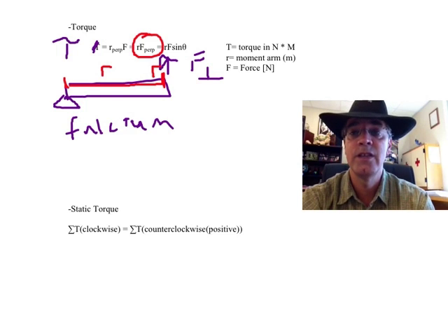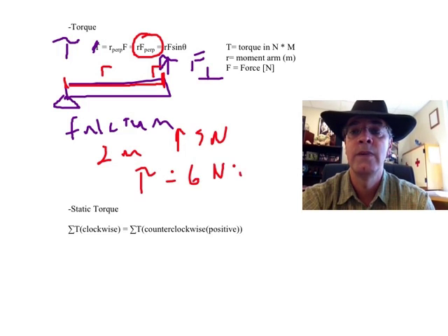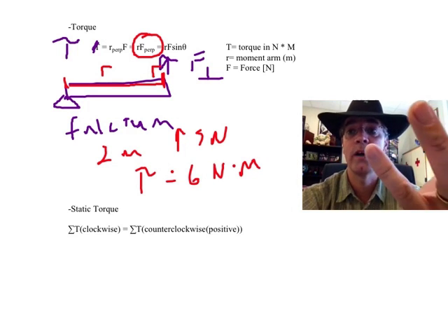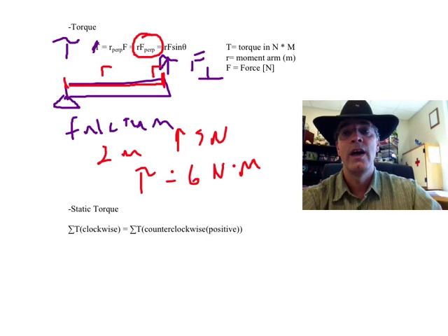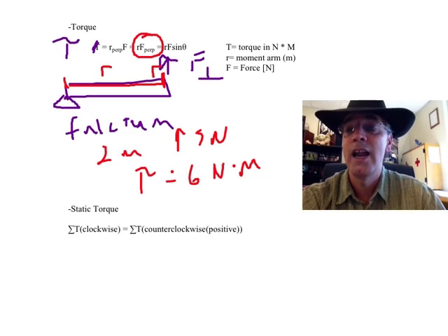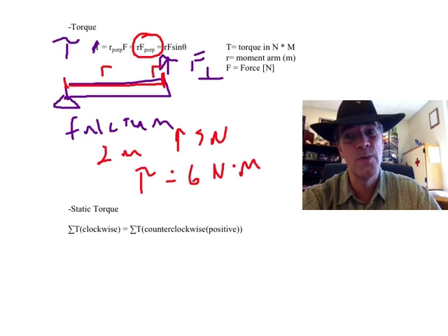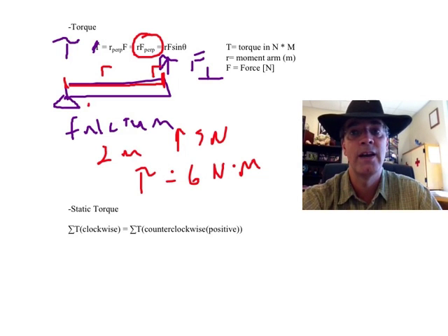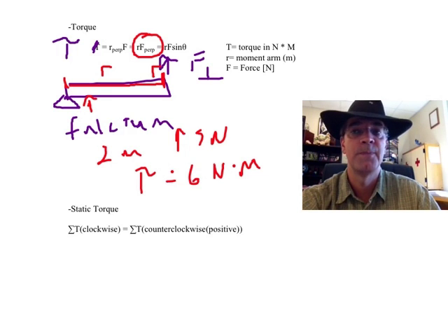So if, for instance, this was 2 meters and I was applying 3 newtons, my torque would be 6 Newton meters. Okay, so that's a torque going around and making it go. And you can see that if my R was smaller, I'd have a smaller torque. That's why it's harder to push the door open when you try to push it right next to the hinge. Right?